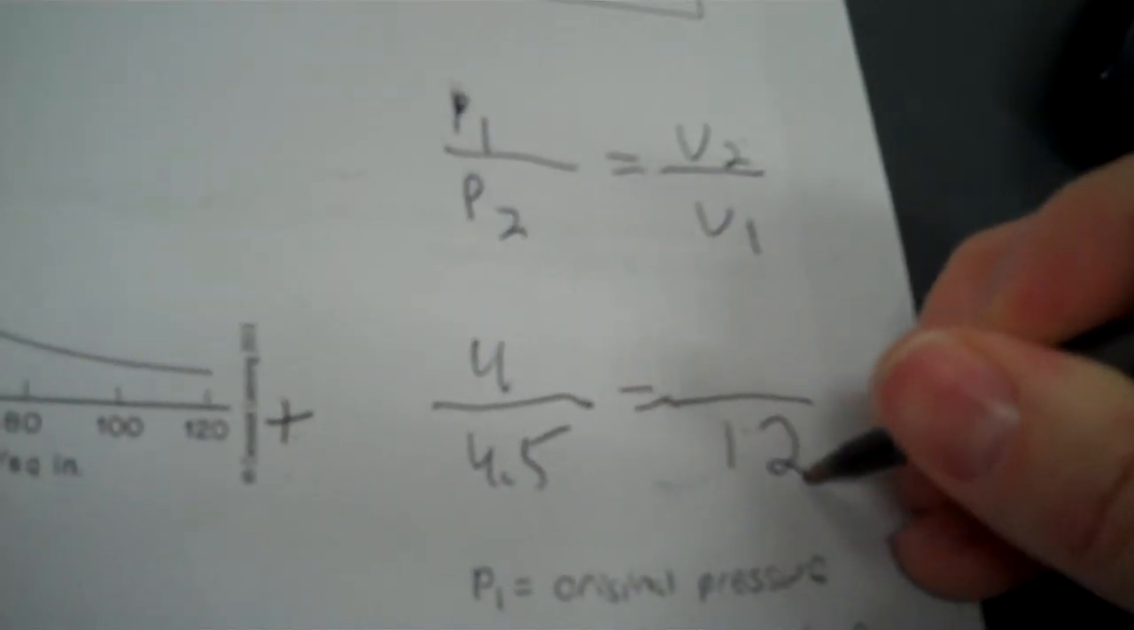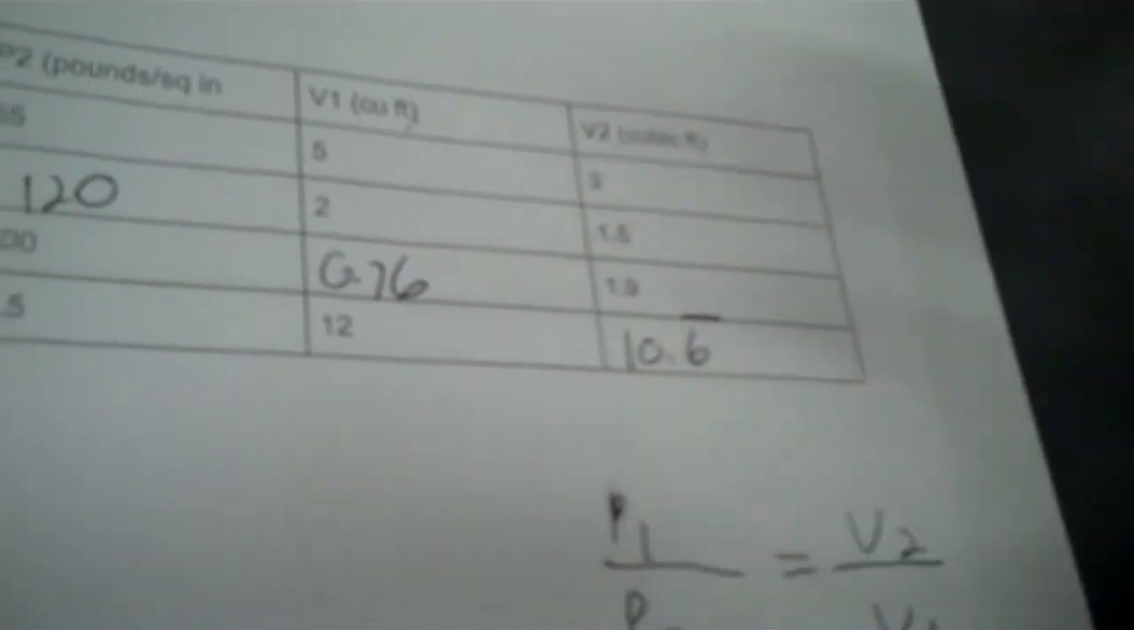Okay, so we got 4 and 4.5, and then unknown and 12. Cross multiply and divide, you get 10.6 repeating, or 10 and 2 thirds. That's good. Okay, and then these last problems.